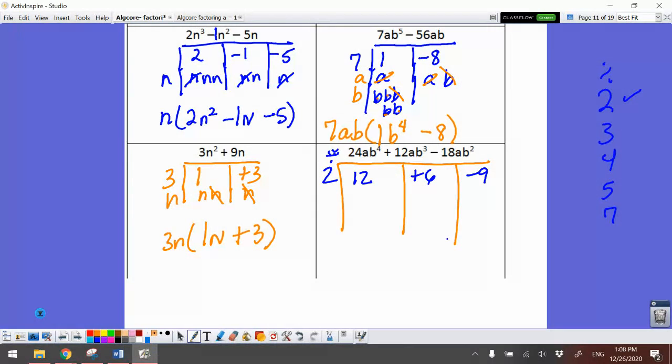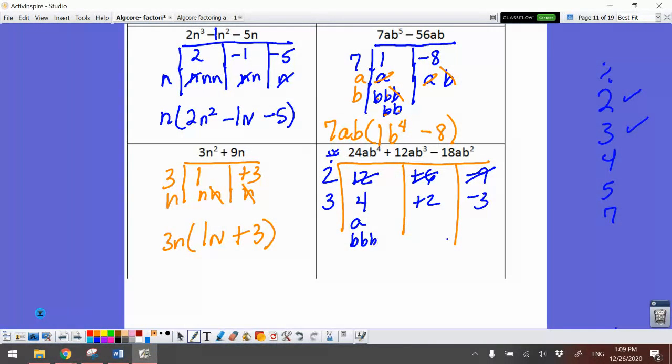So I don't think I can use a 2, but I know I can use a 3 because 3 goes into 12, 6, and 9. So let's divide by 3. 12 divided by 3, that's 4. 6 divided by 3, that's a positive 2. Negative 9 divided by 3, that's a negative 3. So these are now gone. And I'm done because 2 and 3 are prime. I cannot go any farther there.